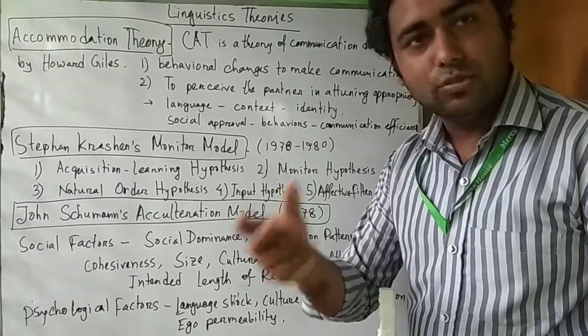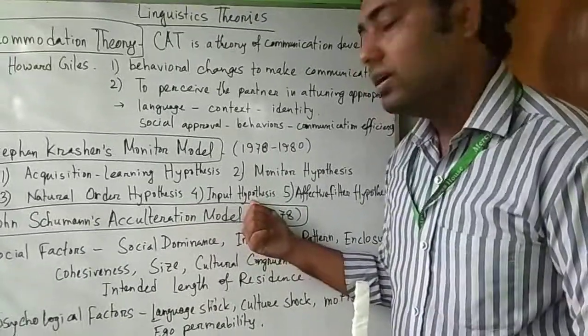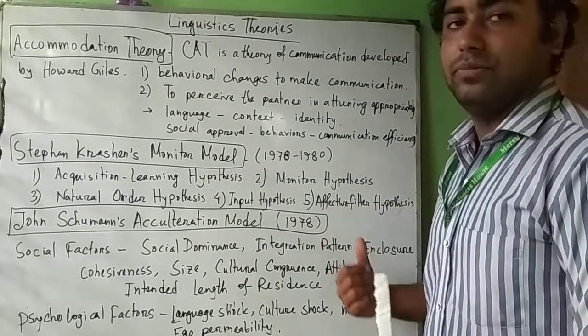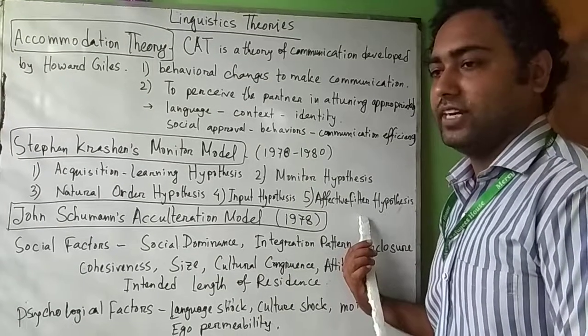Then when he learns one step further, then I+1+1. In this way it develops. This is called I+1 theory in input hypothesis. Now the fifth one is the affective filter hypothesis. You can see the affective filter hypothesis. This is another very important factor.